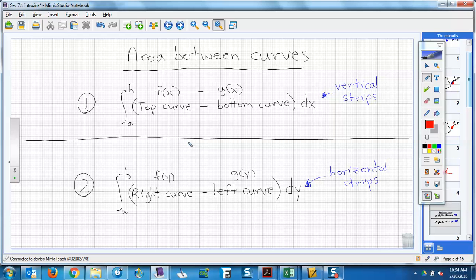Yes? What if it doesn't stay on one curve? What if it doesn't stay at the top curve? Yeah, that's a great point. What happens if the top curve then crosses and becomes the bottom curve? We're going to have to split it up. We'll split it up into different parts. Okay, that's what we'll do. We'll see some examples of that here in a second.